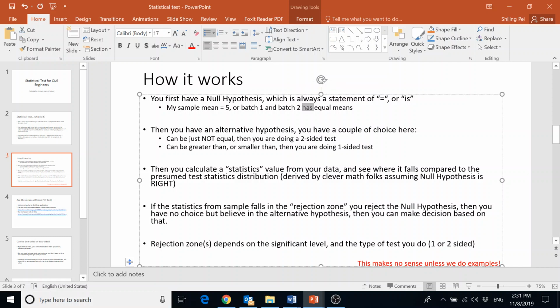Then you're like, okay, why does that always have to be equal? There's a reason we're going to talk about later, and you'll see why.